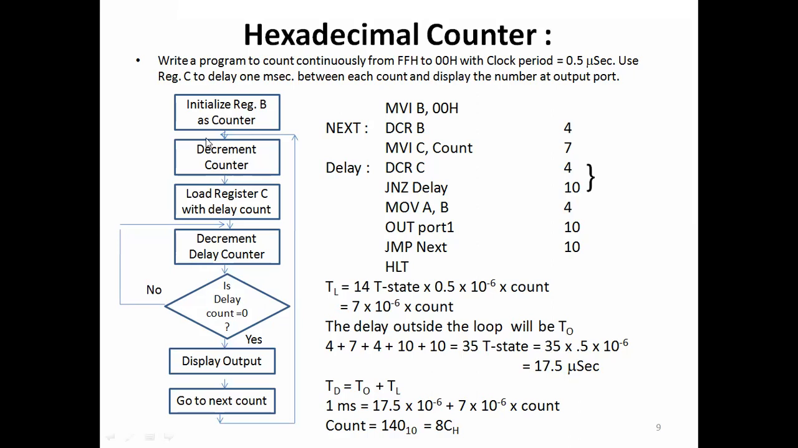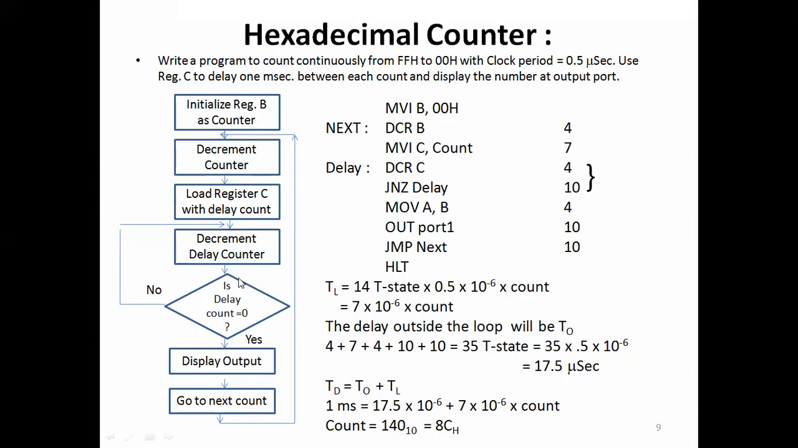So let us first discuss the flow chart, and then we will discuss the program, and then we will find out the count value. Now, as the flow chart says, first of all, we will be using a single 8-bit register to load the counter. We will decrement the counter. This counter B will be used to display the number, and the delay counter will be in register C to make a delay program. So first of all, we will initialize register B, which will be used to display the value. Register C will be loaded with the delay count value.